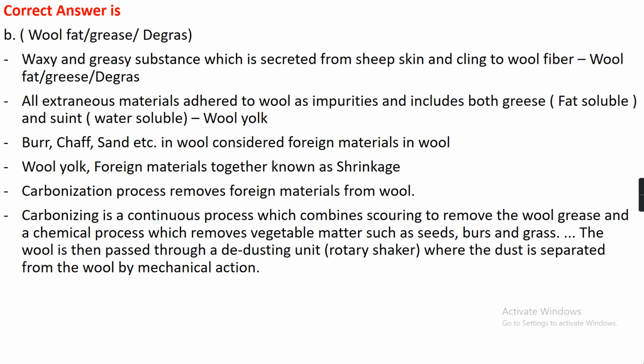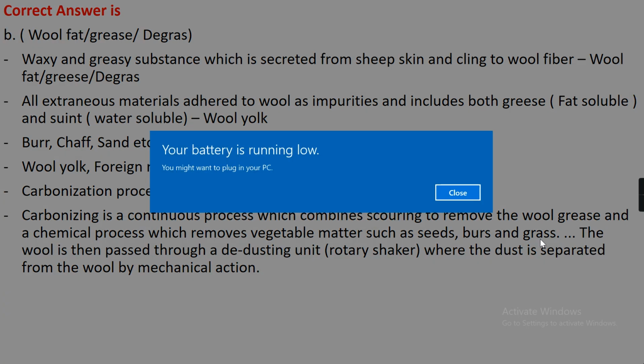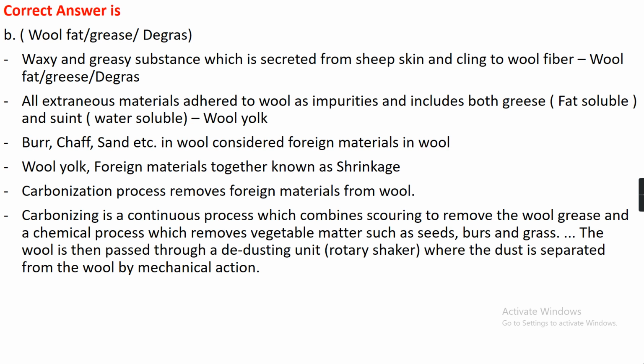Waxy and greasy substance which is secreted from the sheep skin and clings to wool fiber is known as wool fat, grease or degras. All extraneous materials which adhere to the wool as impurities, which include both wool fat, grease, degras, and the water soluble suint, is known as wool yolk, while foreign materials in wool are considered as bird chaff and sand which attach externally to the wool. All of these collectively, wool yolk plus foreign materials together, are known as shrinkage.